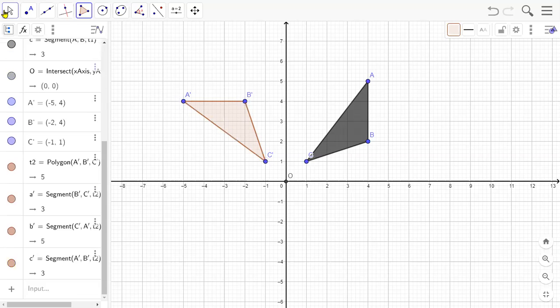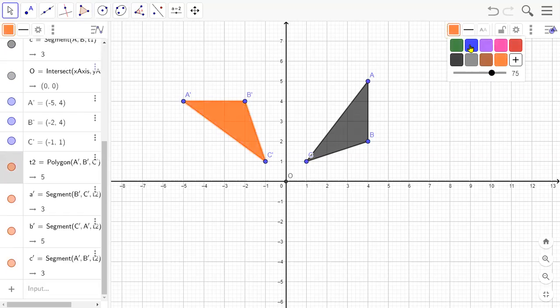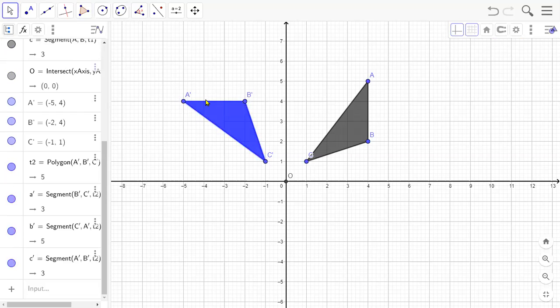And let me just use the next color to it. Okay, let me just use the red color. Okay, let me just take the blue color. Okay, here we have just marked the object. This black triangle is the object triangle, and this blue color triangle is just the image triangle.